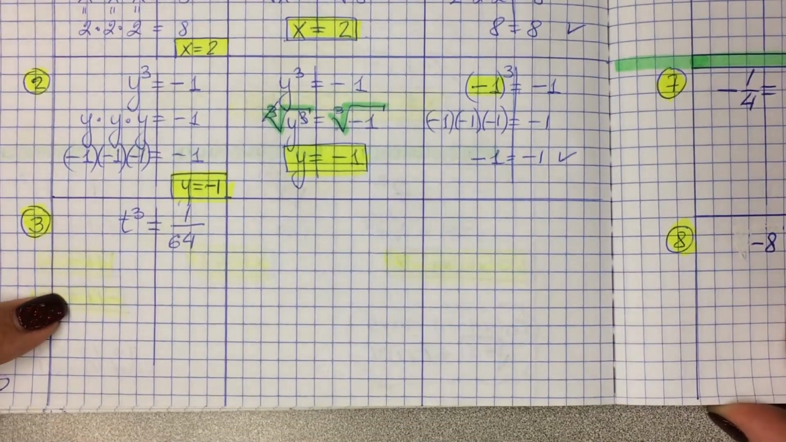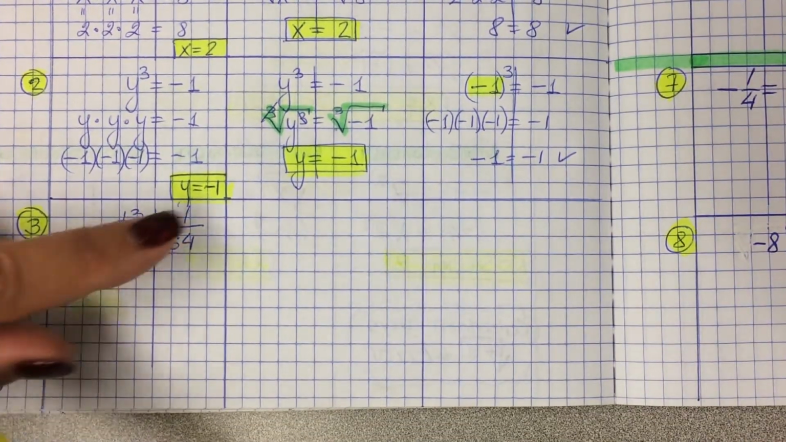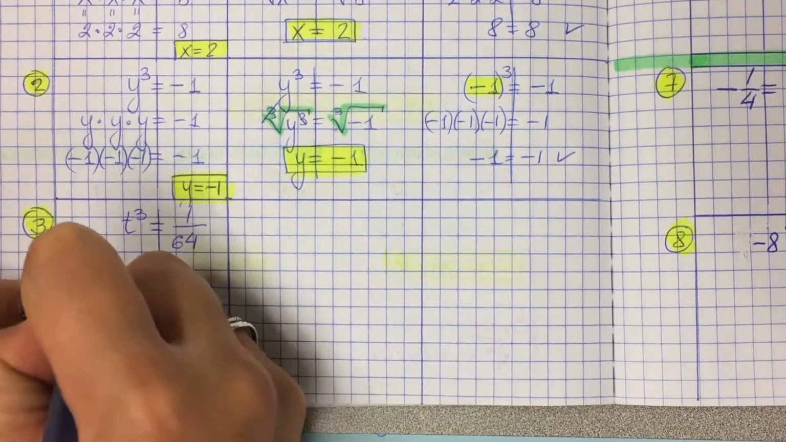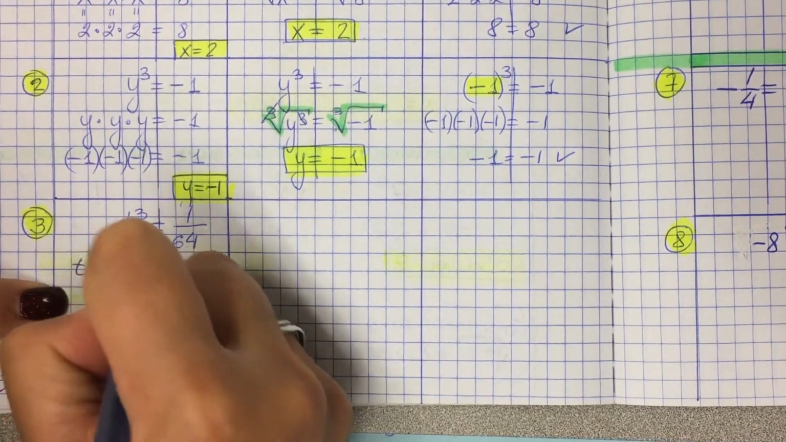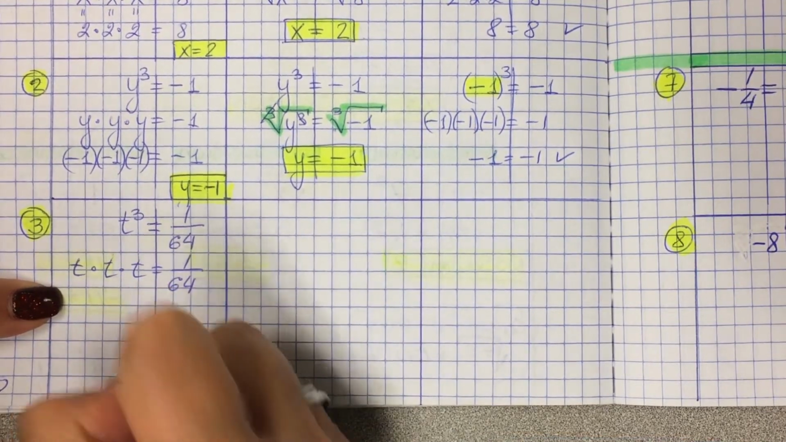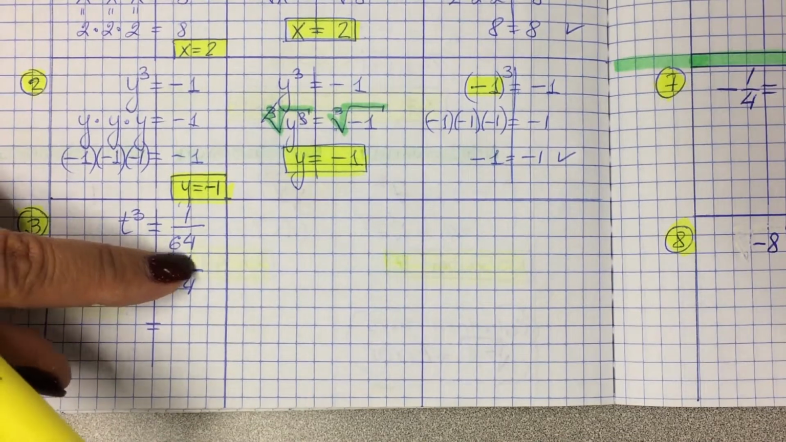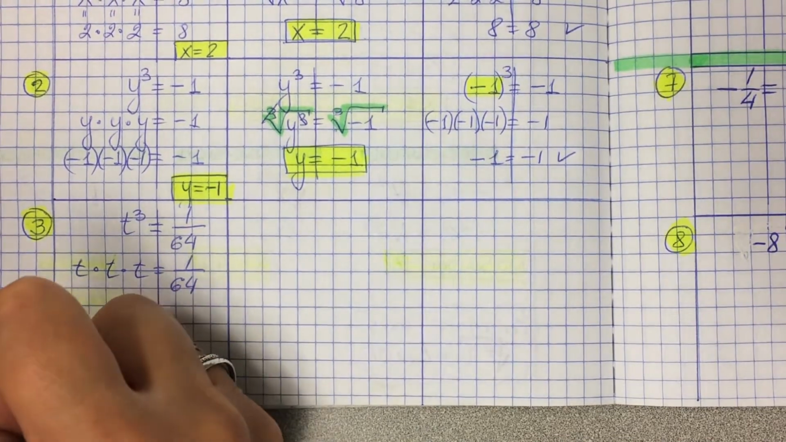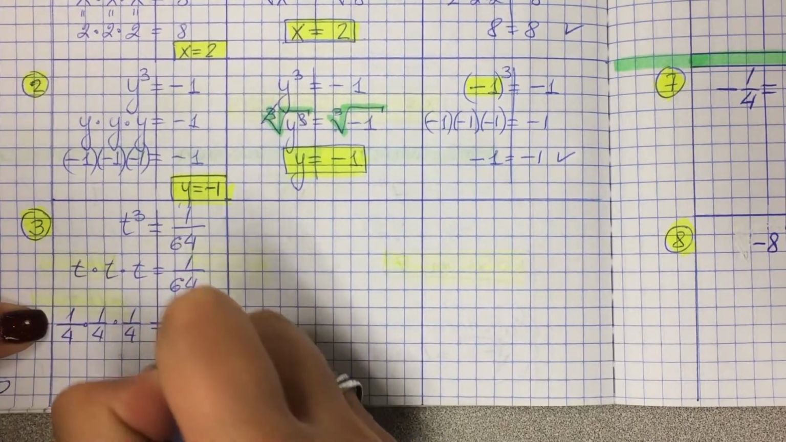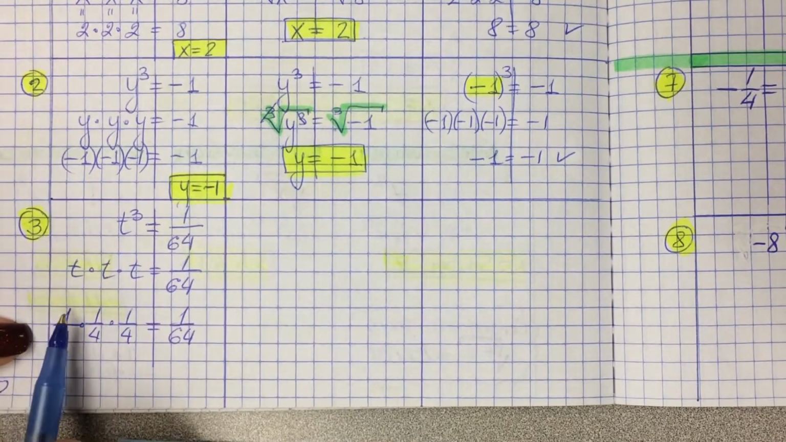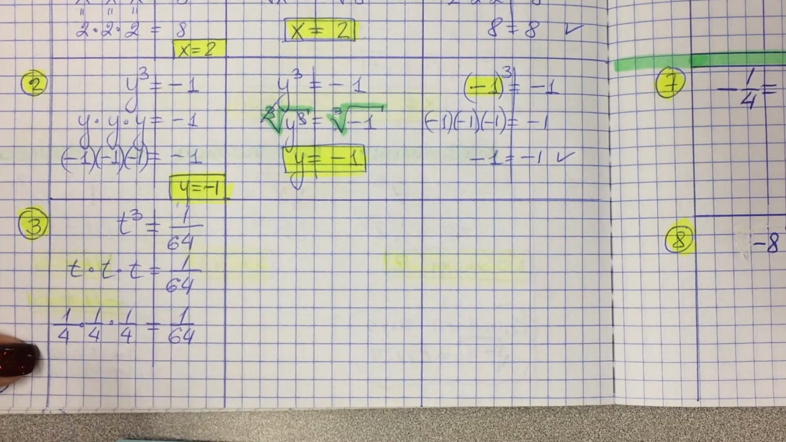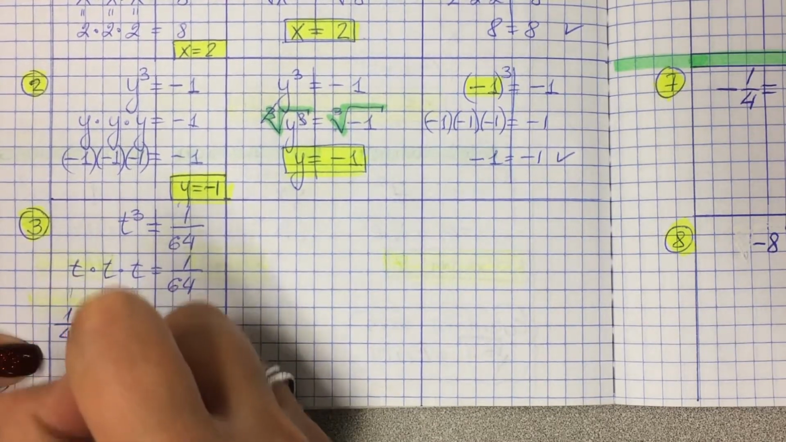Let's see an example with a fraction. We have t to the third power equals 1 over 64. So that means which number multiplied by itself, or which fraction multiplied by itself in this situation, will equal 1 over 64. Well, we know that 4 times 4 times 4 is 64, and 1 times 1 times 1 is 1. So we can multiply 1/4 times 1/4 times 1/4 to get 1 over 64, because 1 times 1 times 1 is still 1, and 4 times 4 is 16, times 4 equals 64. So the t value has to be 1/4.